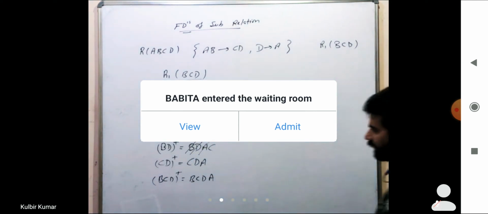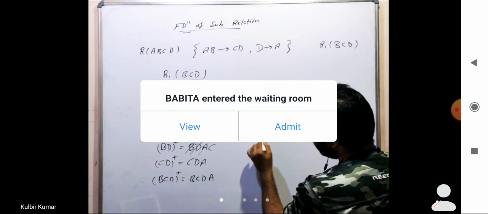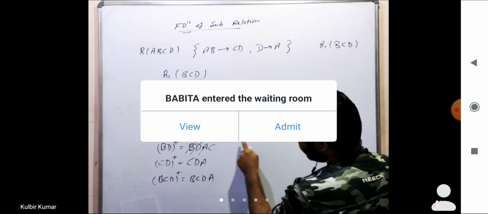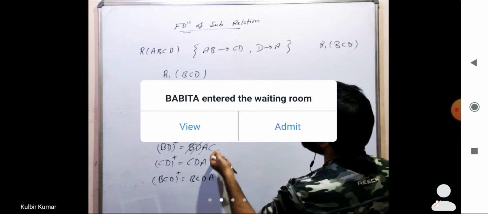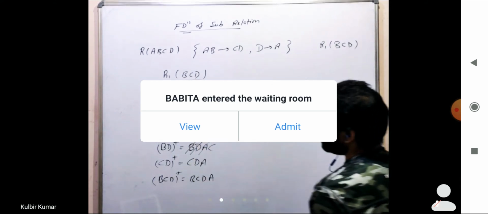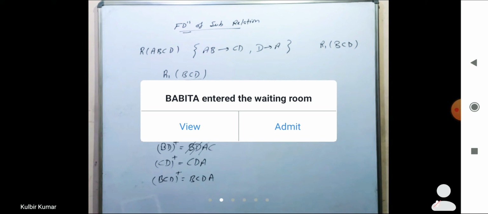Now what will happen? Can I take BD goes to C? Can I take this one? Yes, of course I can take this one. BD goes to C. Yes, BD and C are in the relation, and it is also a non-trivial case. So I can take this one.